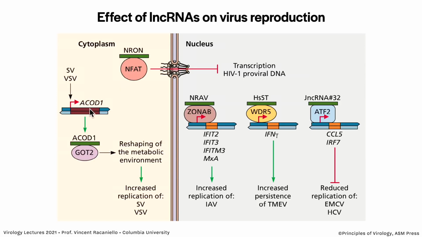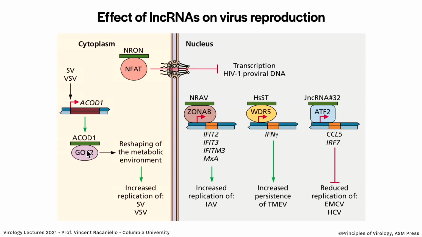So here is an example of a long non-coding RNA encoded by a gene called ACOD1, which is induced by virus infection. Here's Sendai virus and vesicular stomatitis virus. They induce this promoter, and it reshapes the metabolic environment of the cell to promote virus replication. This is an amazing effect that I think we might talk about later.